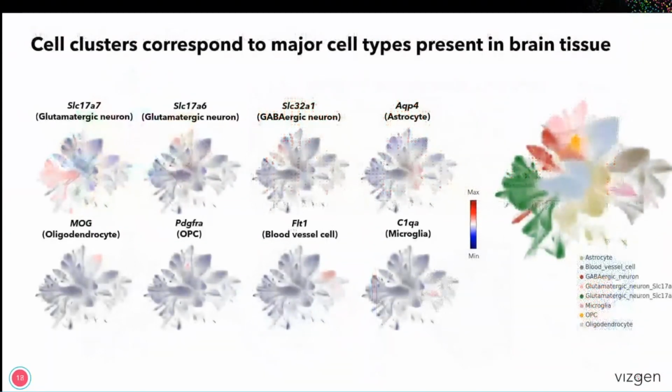So to understand the relationship between the cell types and the anatomic structure of the brain, I first grouped the cell clusters into major cell types, based on the expression of well-established cell group markers. In total, 8 cell populations were identified, including glutamatergic neurons with different glutamatergic transporters, GABAergic neurons, astrocytes, blood vessel cells, microglia, oligodendrocytes, and oligodendrocyte progenitor cells.